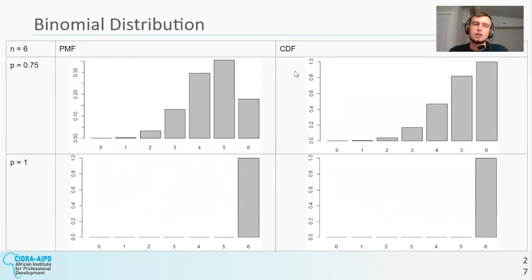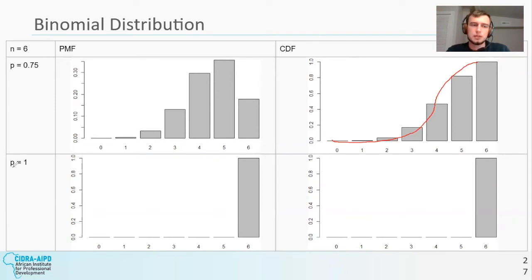All right, so here we have the graphs for when the probability is 0.75, and when the probability is 1. So for 0.75, success is more likely than failure. So it makes sense that a lot of the mass in the probability mass function says that you're more likely to get a higher number of successes than a lower number of successes. And the cumulative distribution function also follows the trend that the later numbers are more likely, so they're going to add a lot more mass to our distribution function.